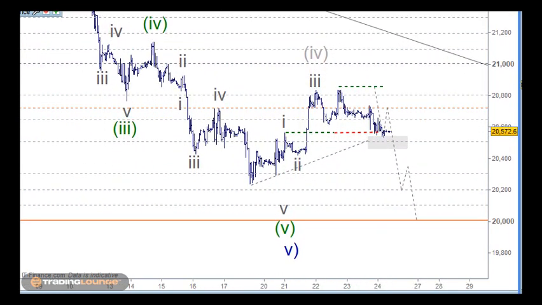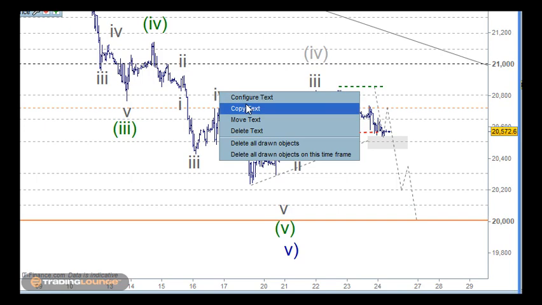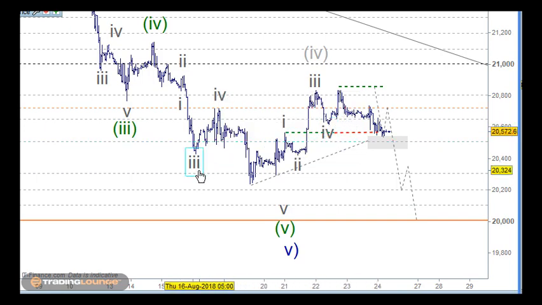So the move up here can be counted as 1 and 2 and 3, or it can be counted as an A and a B and a C wave here. And then we're going to be coming down here further. I suppose we could also count it as 5 waves, copy this to 4 to here and 5 to here. But it doesn't ring true on the cash market just yet for this. So I'm a little bit unsure.